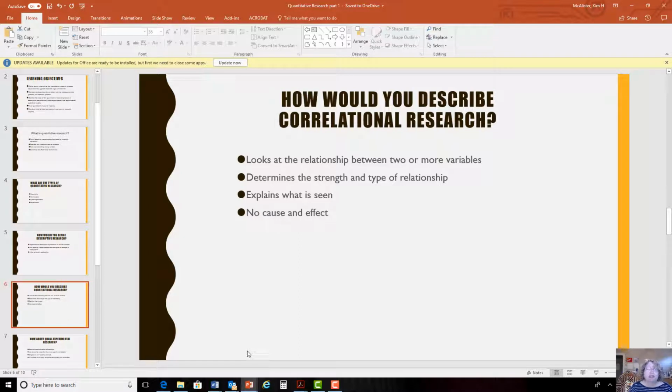Correlational research looks at the relationship between two variables. It does not determine cause and effect, but it can determine the strength and the type of relationship.